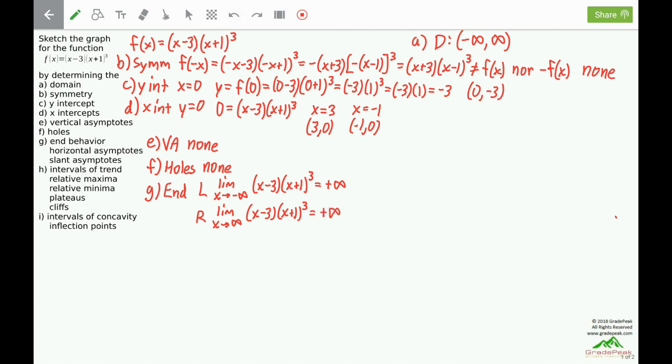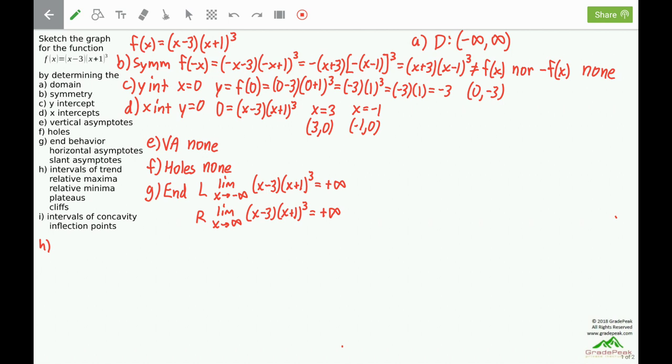For the highest power terms, x times x cubed is x to the fourth, which is an even power. And if the highest power term is an even power, the signs of the infinity on the left end and right end behaviors will match. They are both positive infinity here.